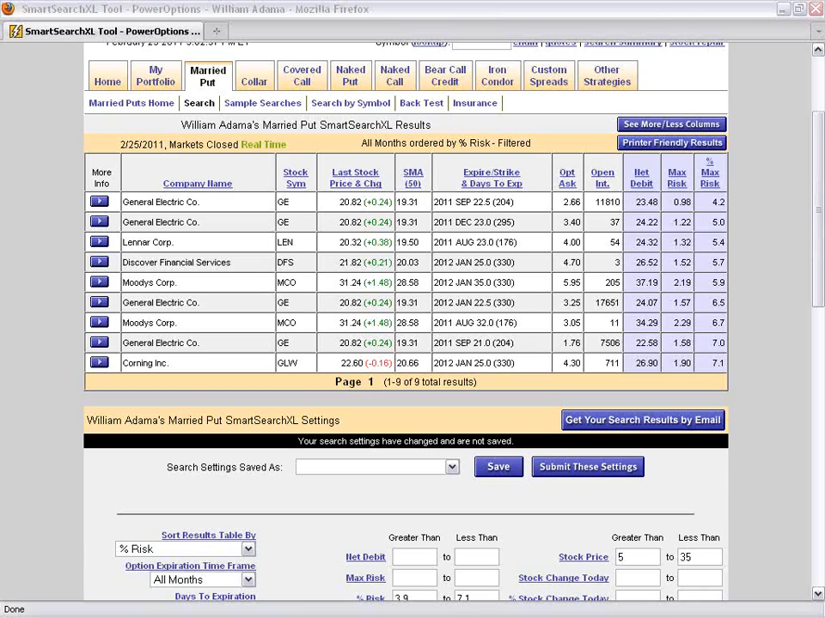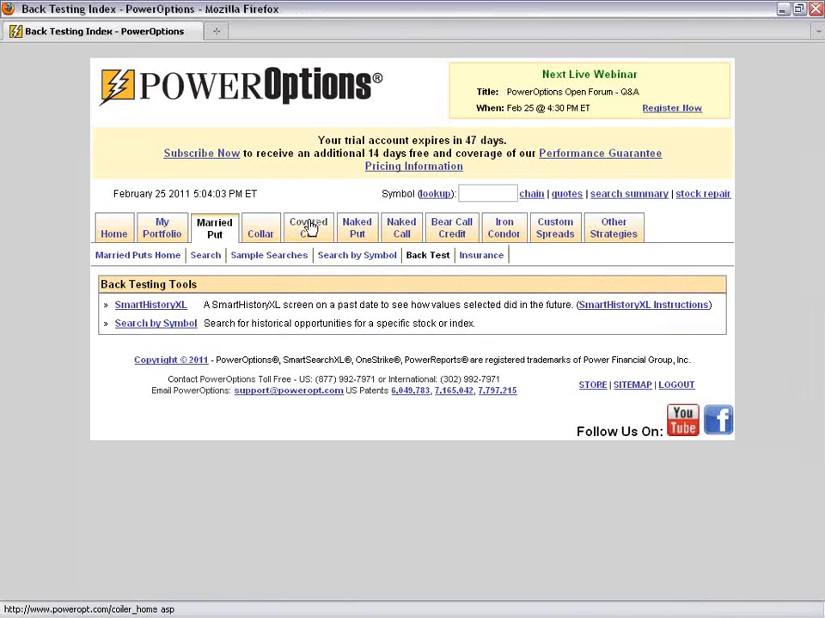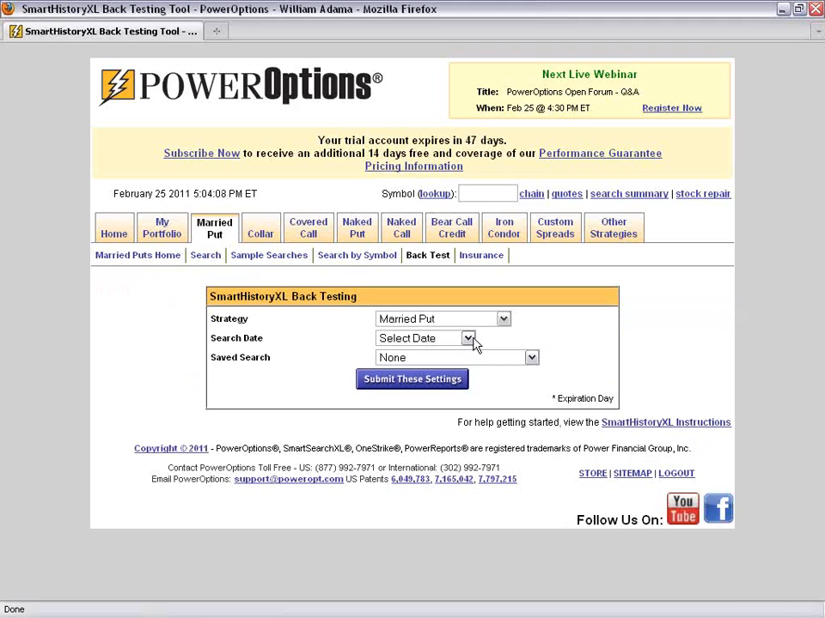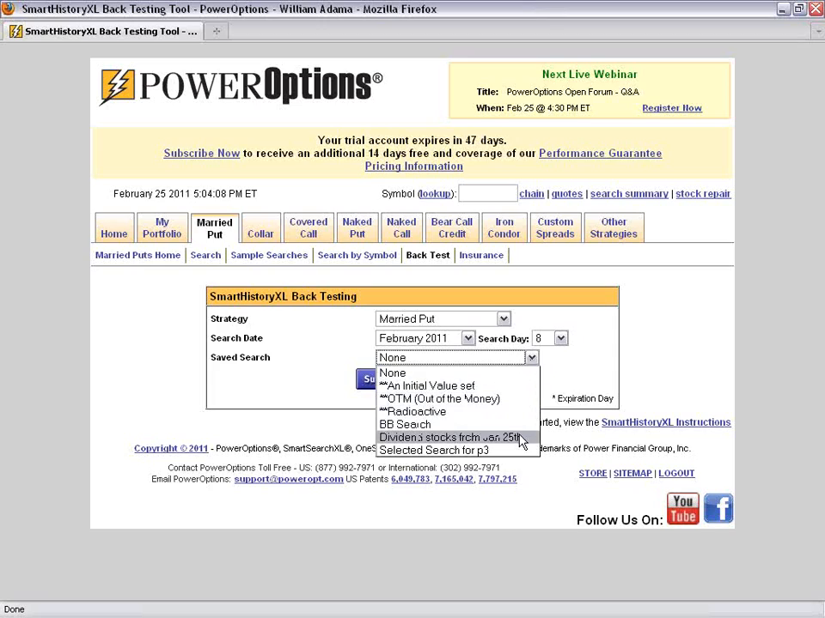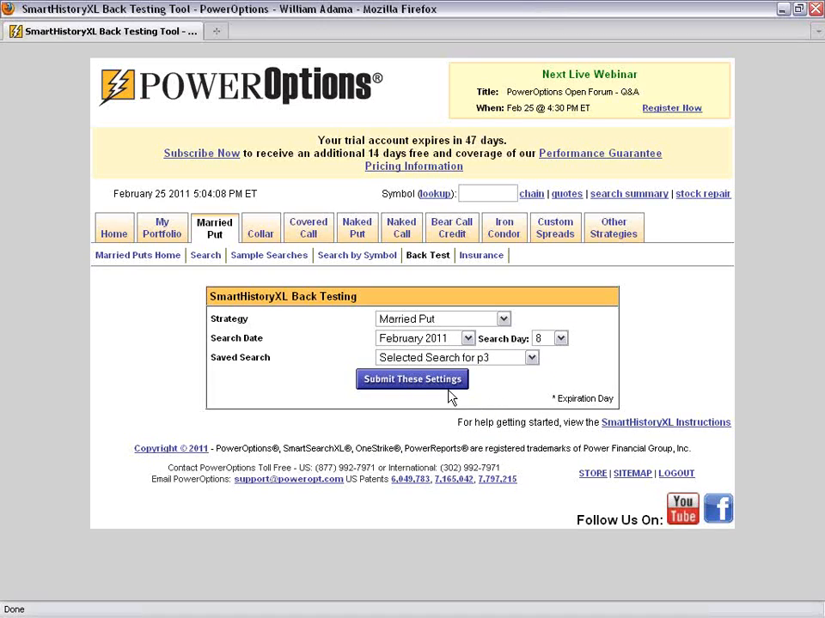But I'm curious, John, before I answer your other question, I want to see if I used this search. Here's what I'm going to do. Let's have some fun. Let's go into the backtest. Very quickly, from the married put backtest, I'm going to click on Smart History Excel. We're going to run a historical search. I'm going to select February 8th. That was when we ran part 3, the night of February 8th. I'm going to select that part 3 search and see if we had the same results there.